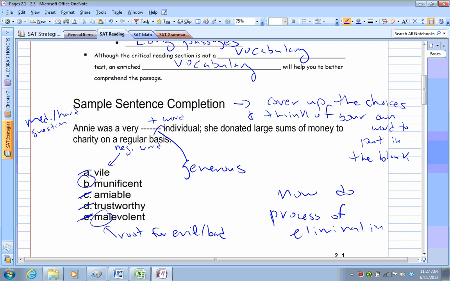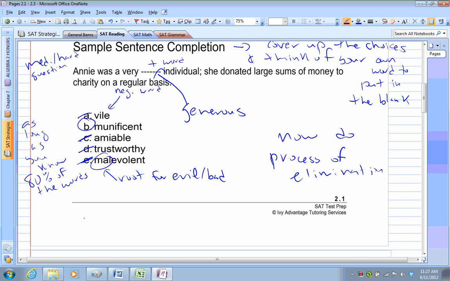And this is a word that a lot of people have never seen before, but that's okay. It's okay if you've never seen that word, because it should be hard, right? As long as you can use roots, and as long as you know 80% of the words, you'll never miss these questions.